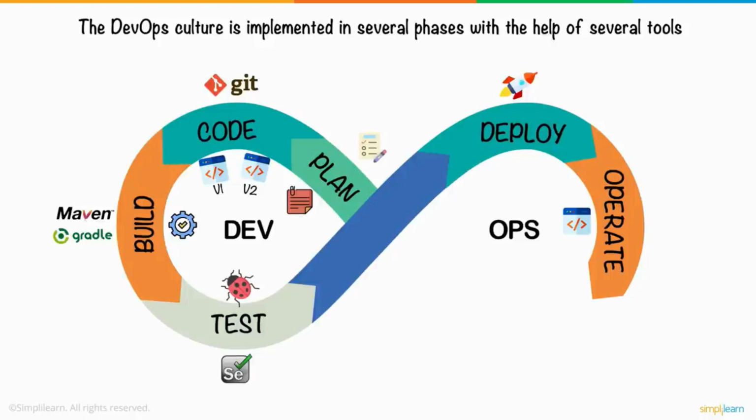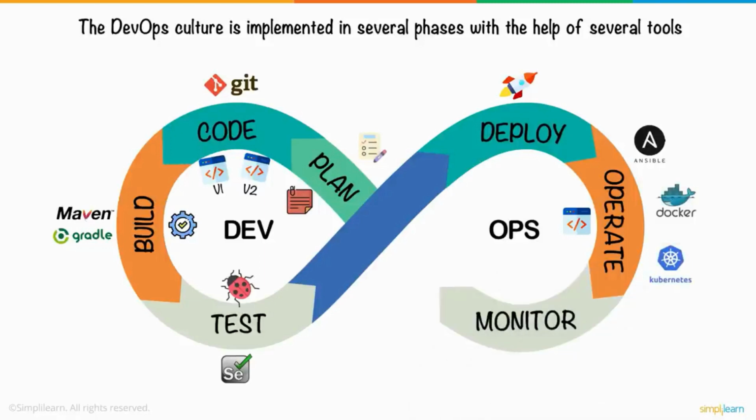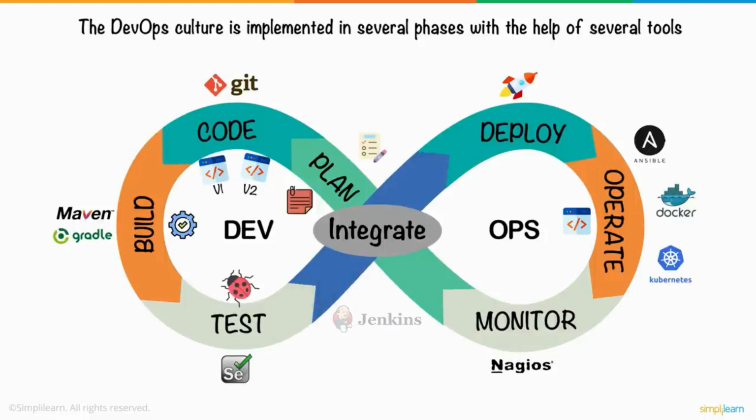After the deployment, the product is continuously monitored, and Nagios is one of the top tools used to automate this phase. The feedback received after this phase is sent back to the planning phase, and this is what forms the core of the DevOps lifecycle, that is, the integration phase. Jenkins is the tool that sends the code for building and testing. If the code passes the test, it is sent for deployment, and this is referred to as continuous integration.